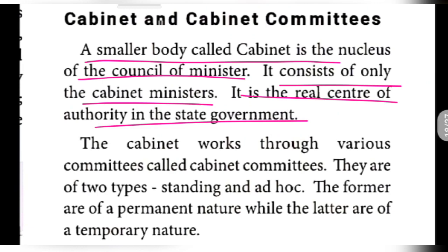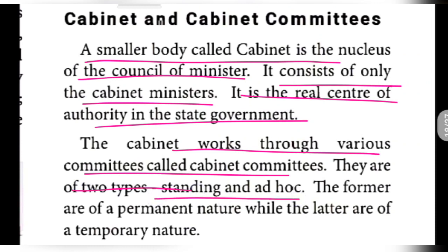So here the cabinet works through various committees called cabinet committees. Cabinet, Mandiri Sabai, like that they used to tell in Tamil. The cabinet works through various committees called cabinet committees. They are of two types: standing committee and ad hoc committee.